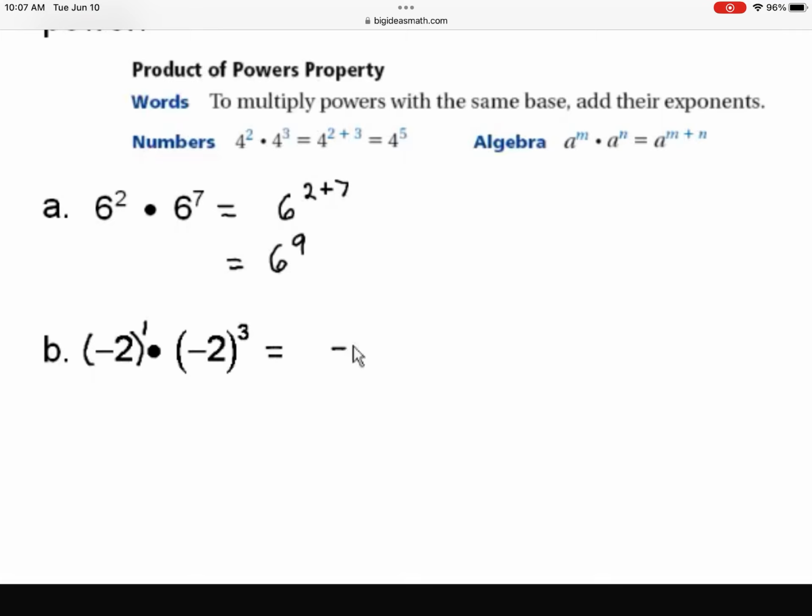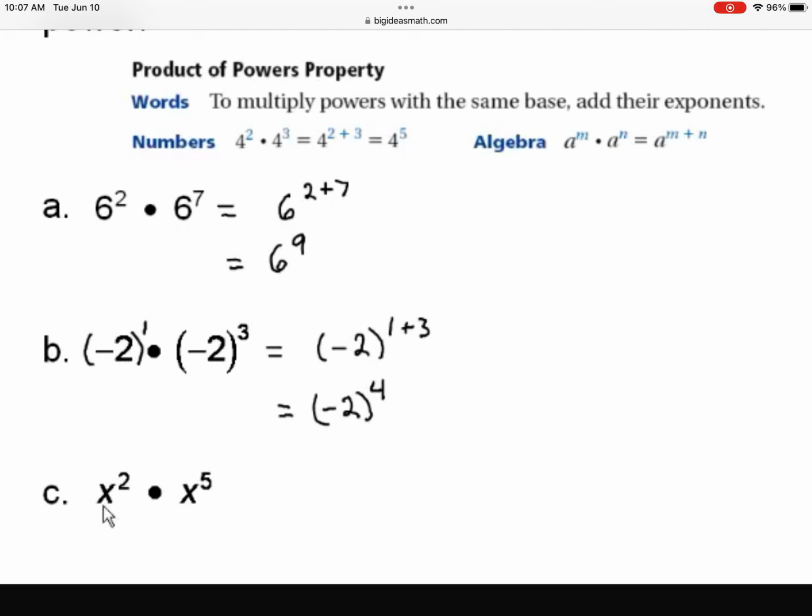Keep the base, -2. Don't forget to include the parentheses to show that the negative sign goes with the 2. Next, add the exponents, 1 and 3. 1 plus 3 is 4, so the expression can be simplified to -2 to the 4th. Let's look at one more example.